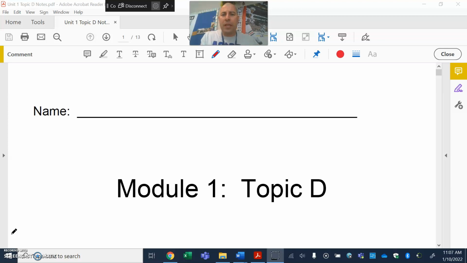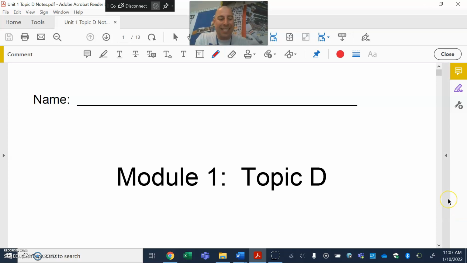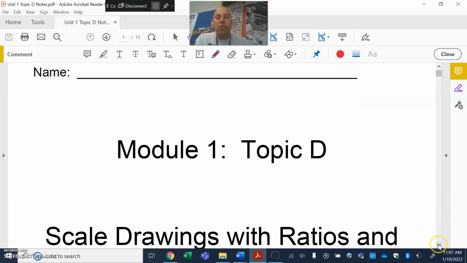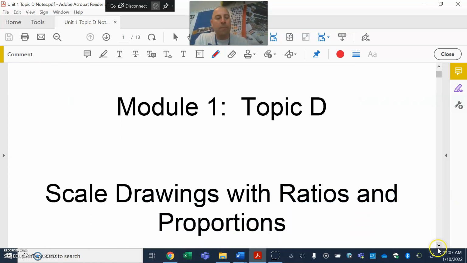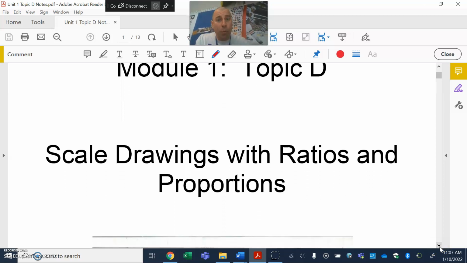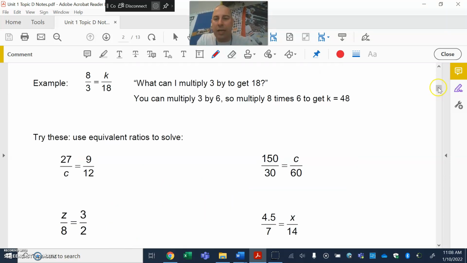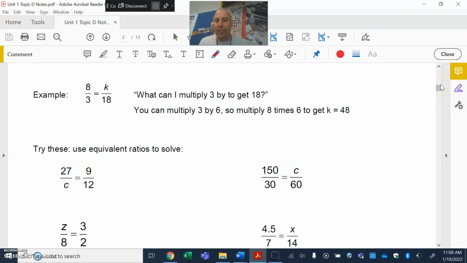Sound the alarm, people. We've got a new technique to use here. Yes, yes, yes. So let's get into it. We are in Unit 1, also Module 1, Topic D, and we are going to be dealing with scale drawings. We've got a nice little project here for you. Ratios and proportions. Proportions is kind of the new word here, and we get right into it in the very first lesson.